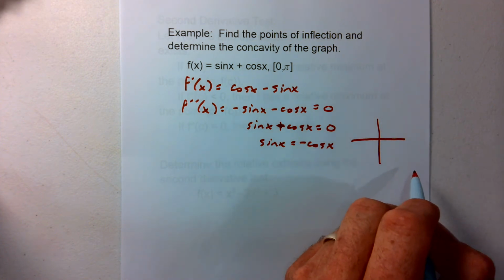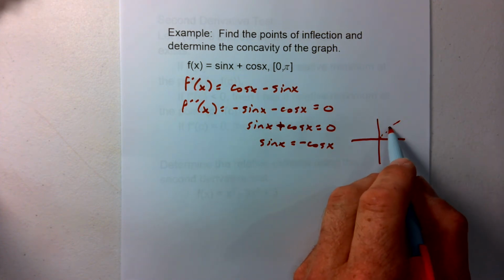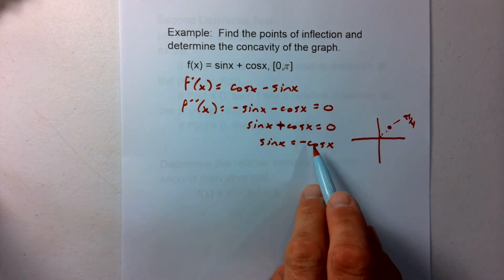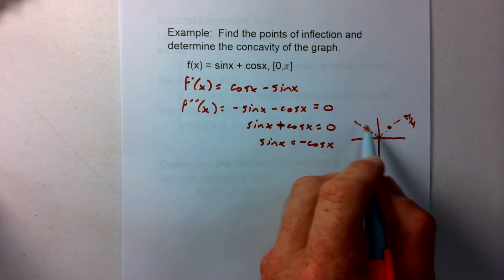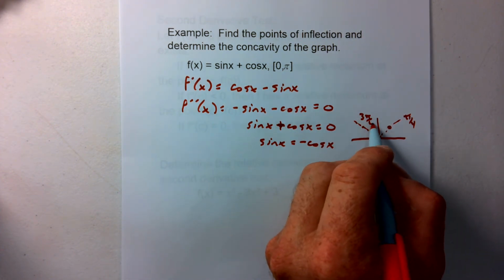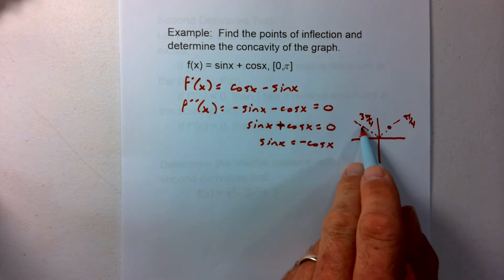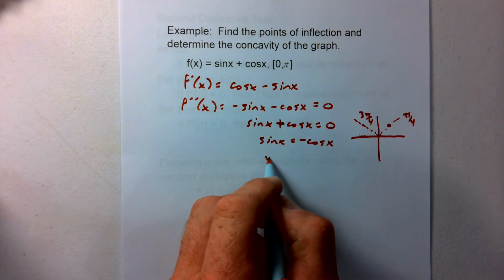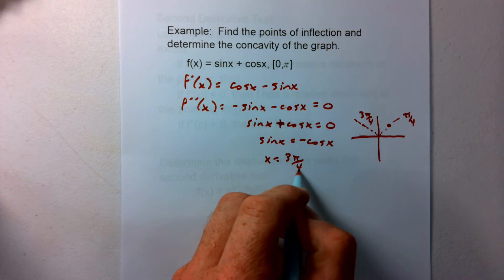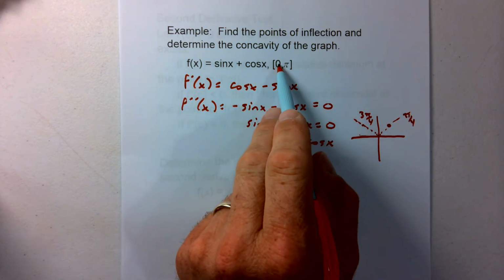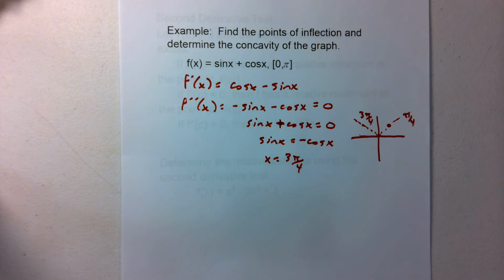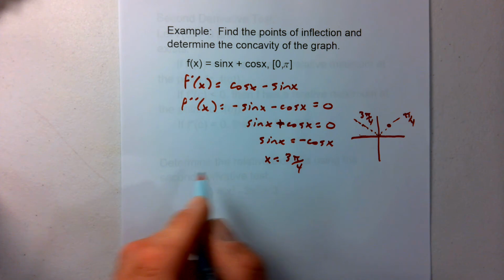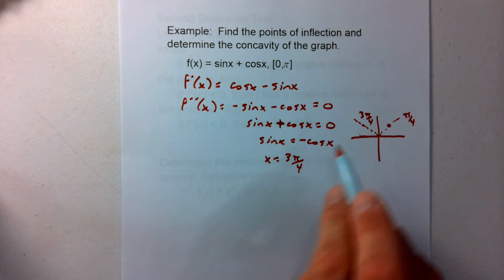And again, we go back to our unit circle. In our first quadrant, we know that sine and cosine are equal to each other at pi over 4, so that's not going to work because I want it to be the opposite. But over here, at 3 pi over 4, I know that the cosine is negative and the sine is positive, opposites of each other. So my x value is going to be at 3 pi over 4. Since we're only on the interval from 0 to pi, I'm done with the values that I need because I don't need to go past the pi value or the x-axis.